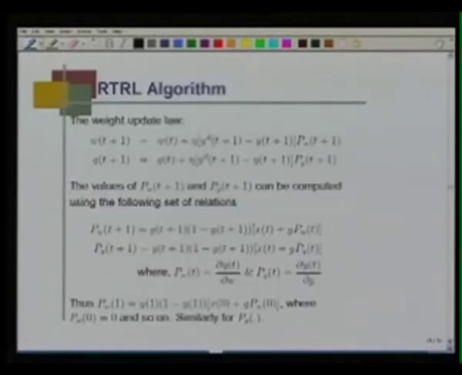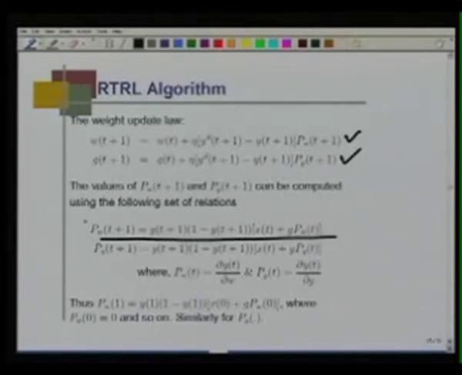So, now the weight update law is this, the final weight update law. In this weight update law, w at t plus 1 is simply its previous weight, plus the instantaneous error at t plus 1 into the learning rate and the gradient information at t plus 1. So, how do I compute this gradient information P_w at t plus 1? Using this recursive relationship.